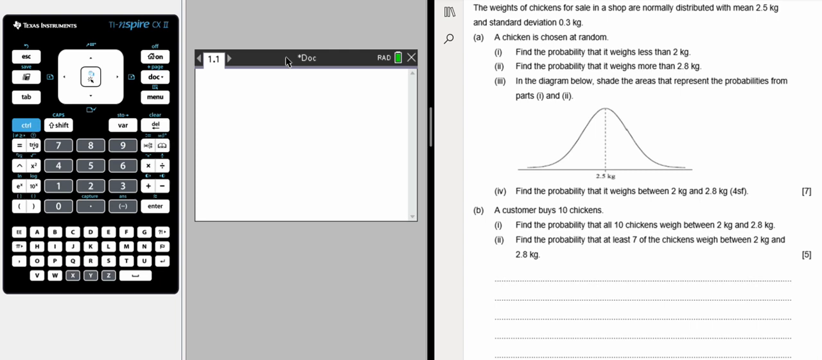So this is the fourth and final question on normal distribution. What's interesting about this one is that there is a combination of distributions, and you will see that a little bit later. So let's just read the question.